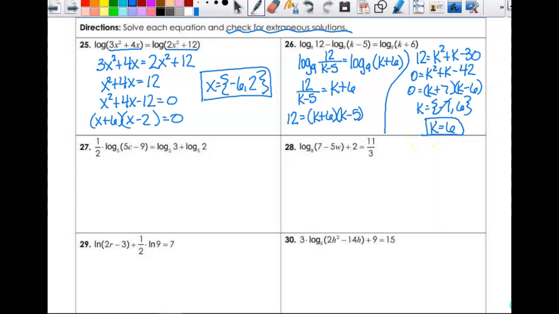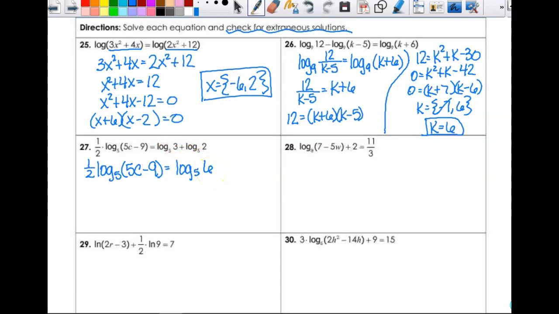Okay, so in order for me to get a single log on each side here, I need to condense things. I could make this 1/2 an exponent here, but I think I'd rather hold off on that so I don't have to take the square root of this. So I'm just going to leave it like this for a second. So 1/2 log base 5 of 5c minus 9 equals, now I have two logs with the same base, so I multiply, so it'll give me log base 5 of 6.